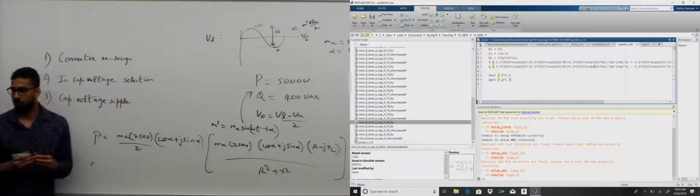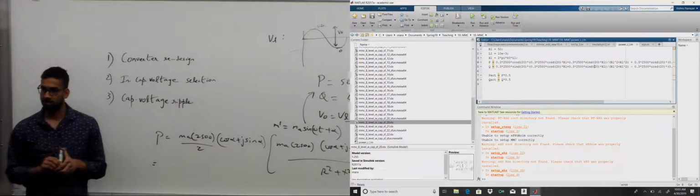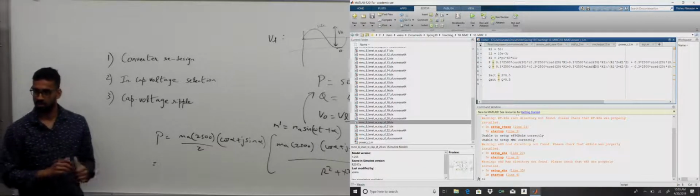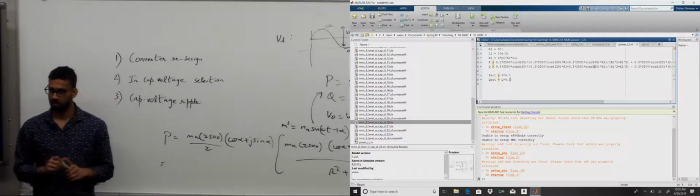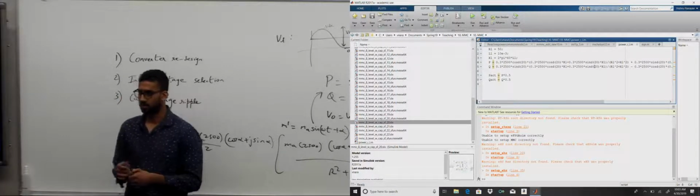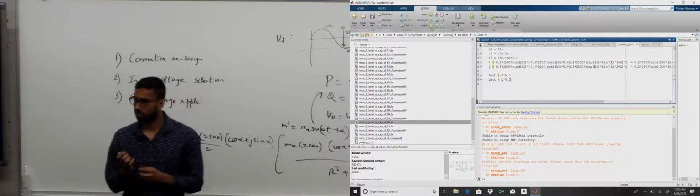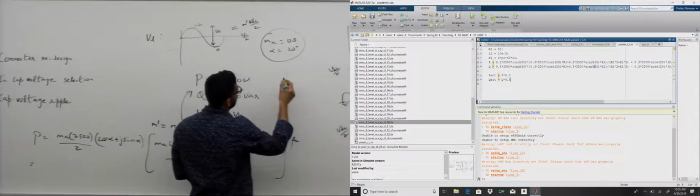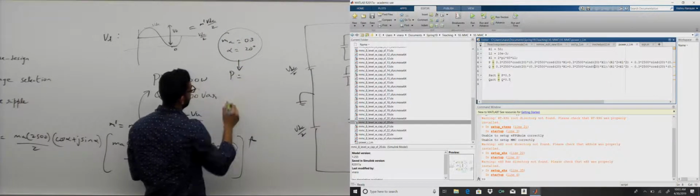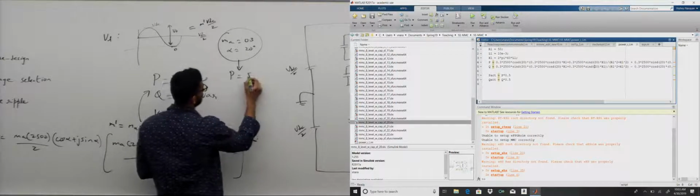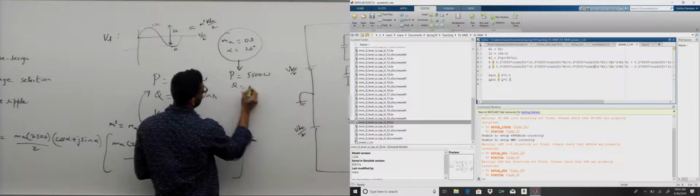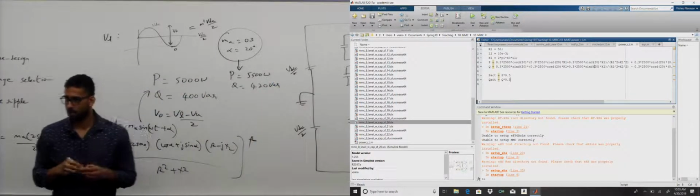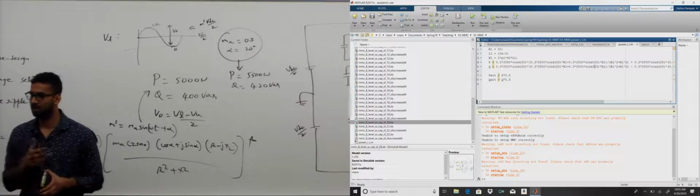You're trying to solve for MA and alpha, right? So you have two equations, a complex equation, given P of 5,000 and Q of 400. Okay. So with this MA of 0.3 and alpha of 20, I get P to be 5,500 watts and Q to be 420 VAR or something in that range. It's approximate. Just choose an alpha and M and see if it is close.